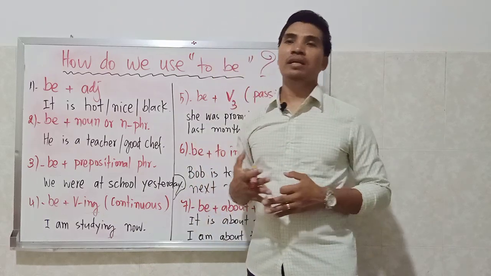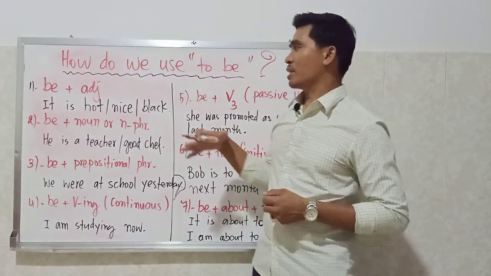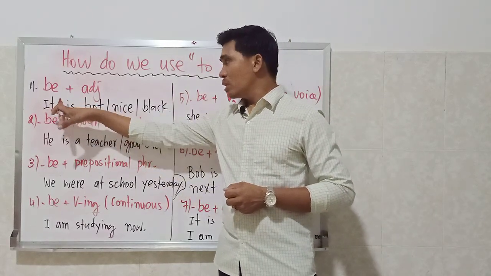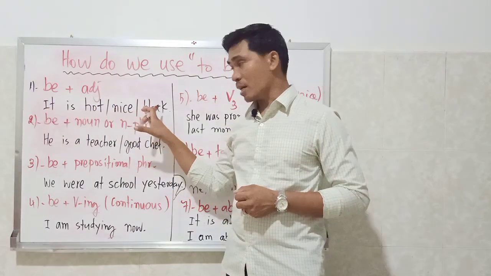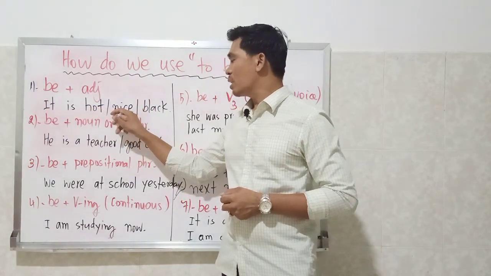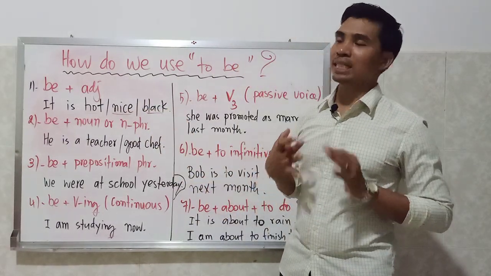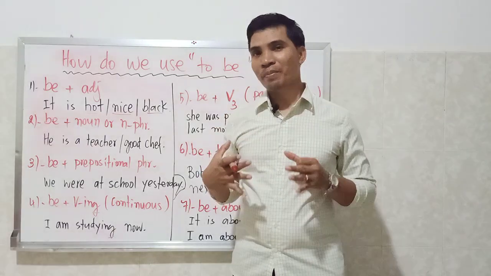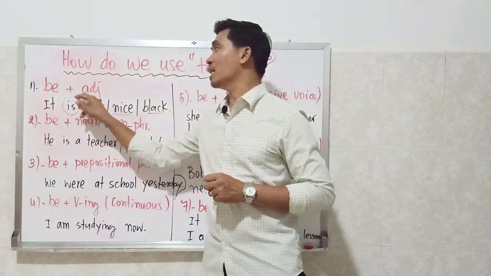So we know that adjective can use with verb to be. Okay, so an example here, it is hot, it is nice, it is black. So hot, nice, black are the example of adjective. So again, adjective we use with verb to be. Okay, so here verb to be is.